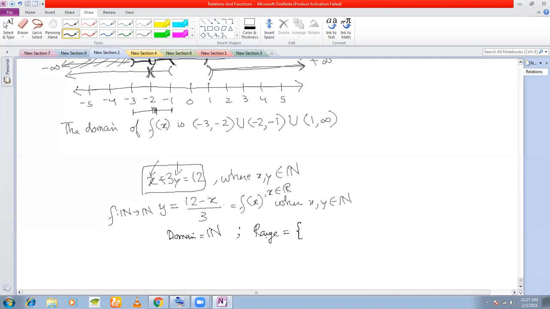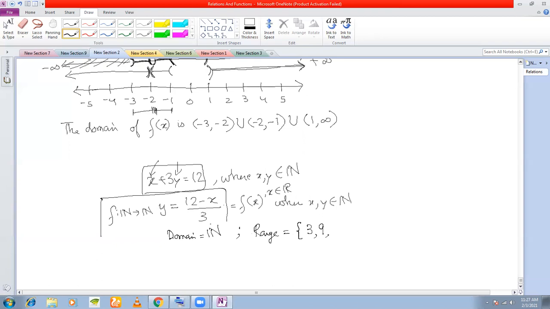First of all, you can take 3. x as 3: 12 minus 9, 9 by 3, is 3. Yes. And then 12 minus 0, can you take 0? No, wait. The point here is that this is not a function at all.